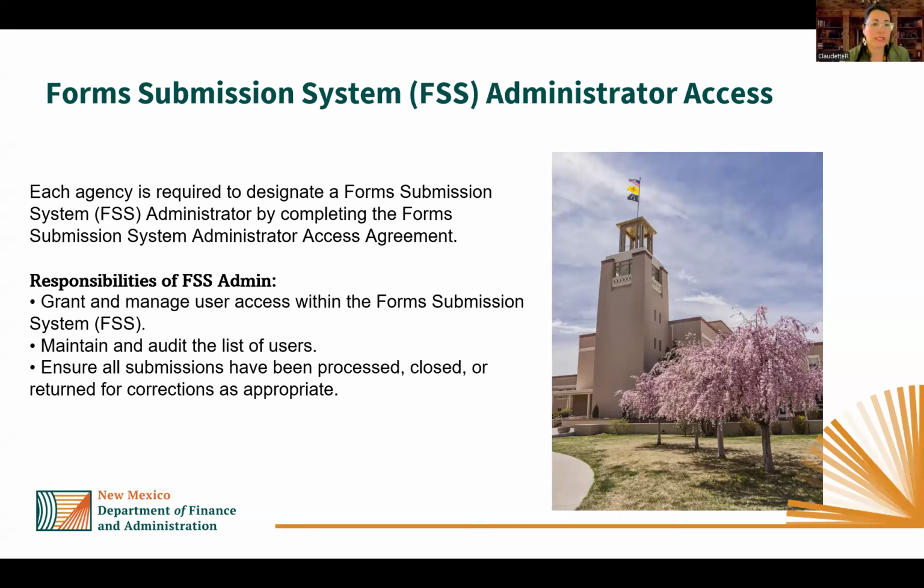So every agency that we do have is going to be required to have one designated form submission system administrator. The reason that we're going to have this is because that person will be responsible for managing user access, maintaining and auditing a list of users, and ensuring all submissions have been processed, closed, or returned for corrections.